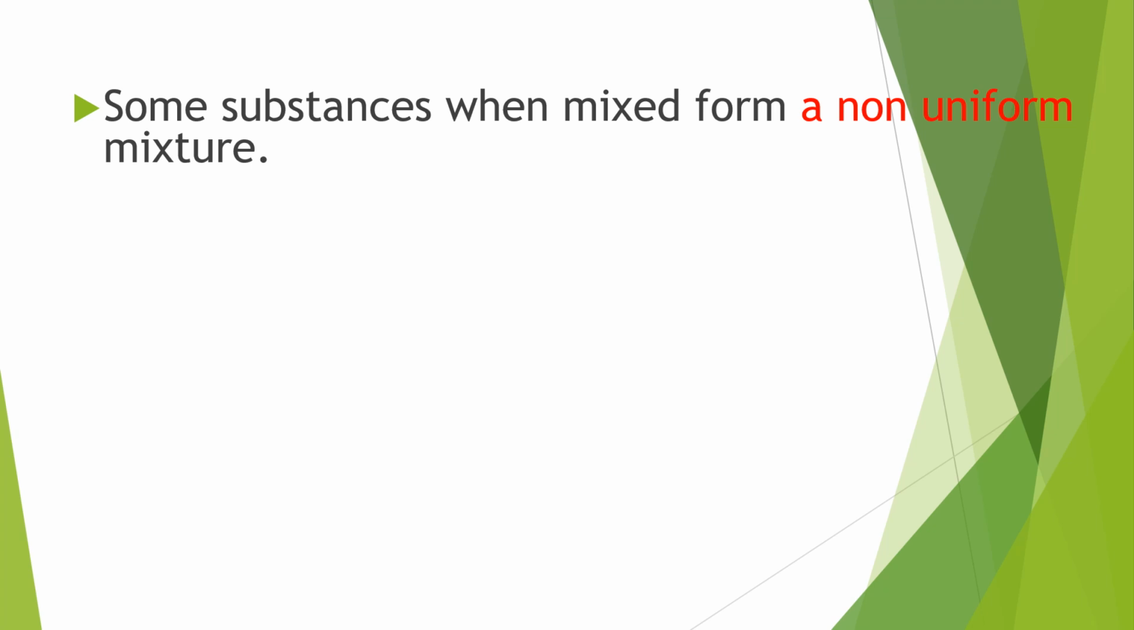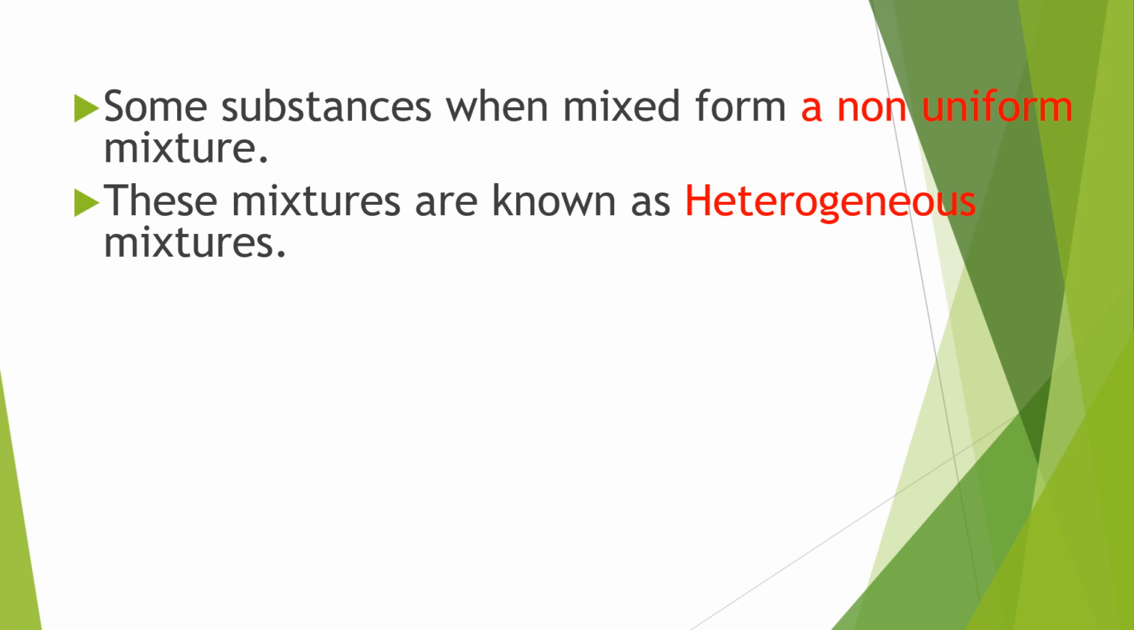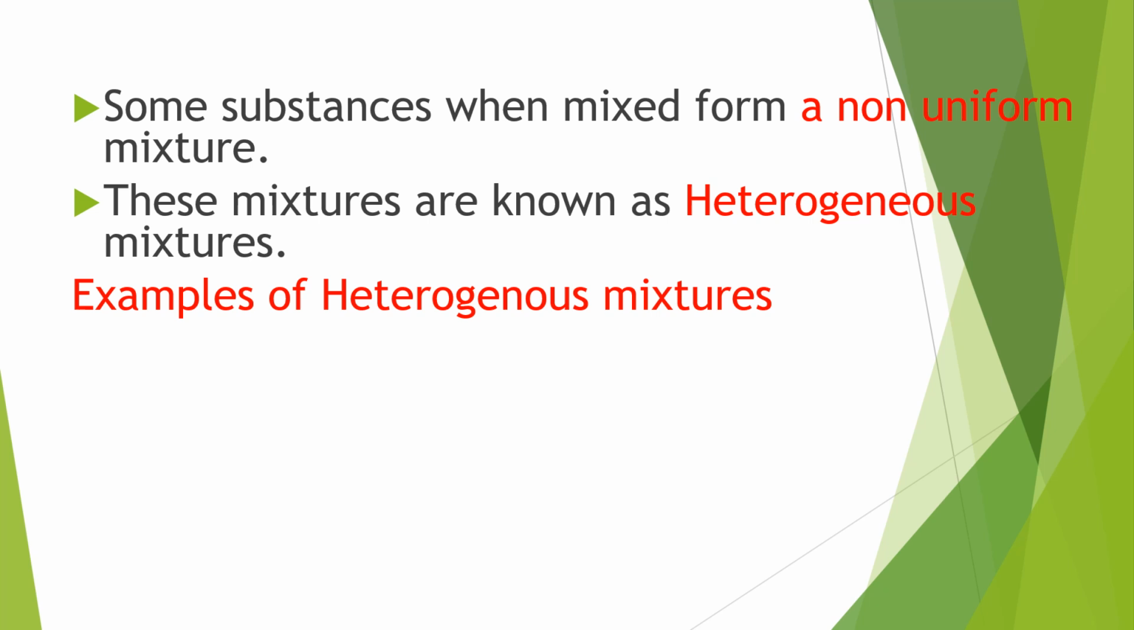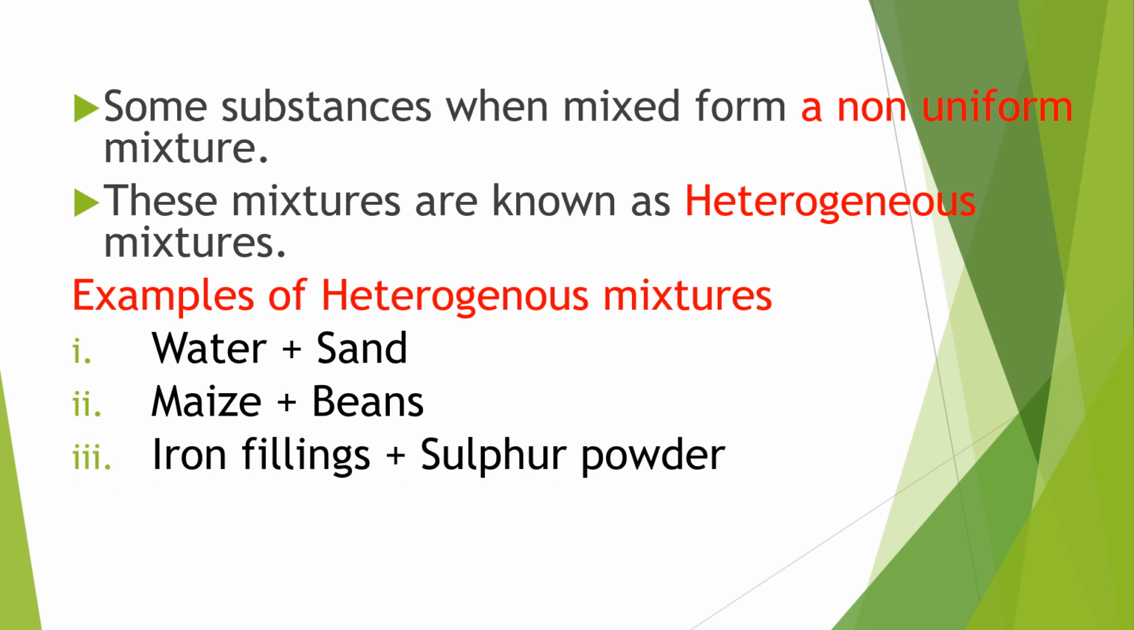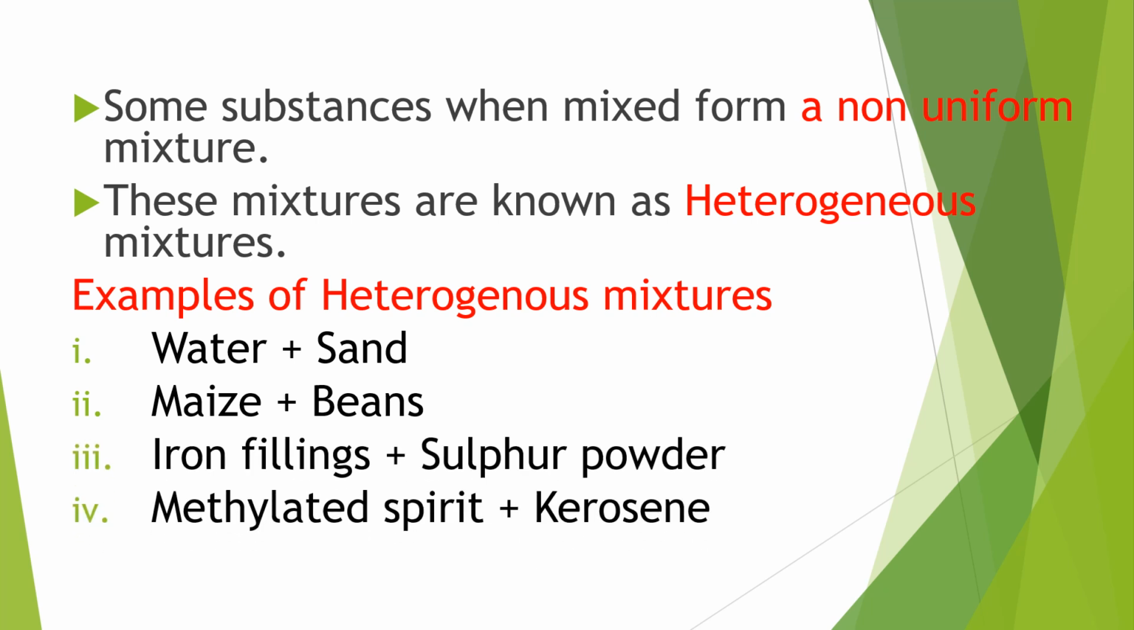Then some other mixtures, when you mix them, for instance, will not form a uniform solution. I know as learners you've come across these mixtures. You mix water and kerosene, it forms distinct layers. So that is a good example of mixtures not forming a uniform solution. They form non-uniform mixtures. These mixtures are known as heterogeneous mixtures. Examples of heterogeneous mixtures, learners, we have water and sand. We also have maize and beans. We also have iron filings and sulfur, methylated spirit and water, flour and water.